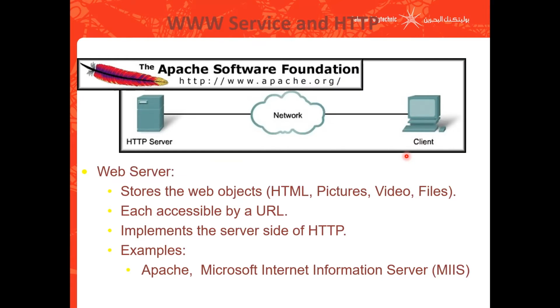Web servers, there are many. There's Apache, there's Microsoft Internet Information Server, and many others are available as well. These are generally used to store web objects. What are web objects? Could be HTML documents, which are the web pages. Could be pictures, the images that you have on a website. Video, maybe the videos that you have displayed on the website, and some files that people can download, etc. All of these are accessible via URL, the URL that we use to even access the website. You can access all these objects through that URL as well.